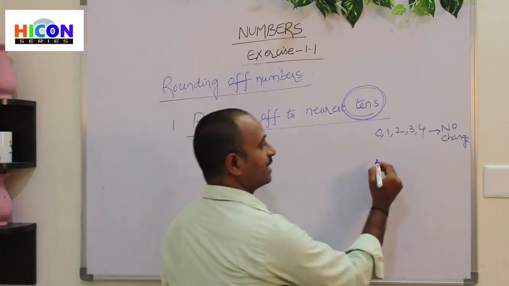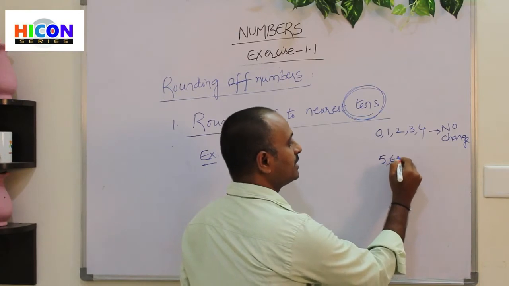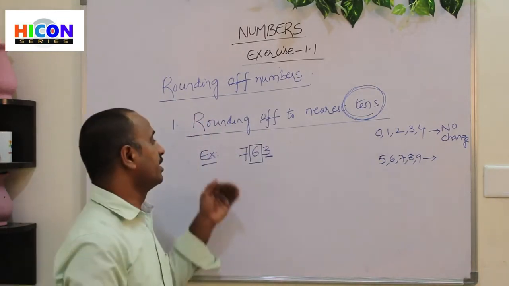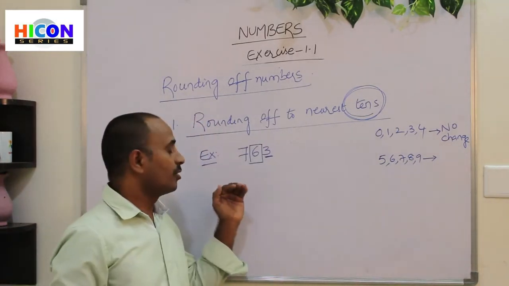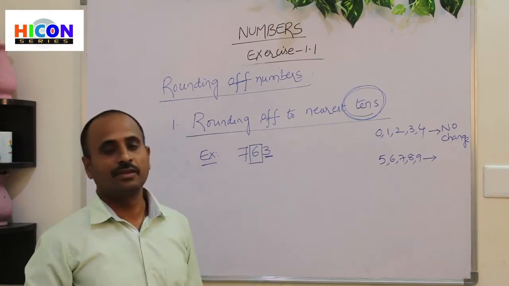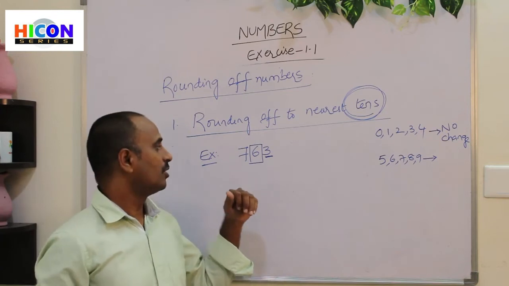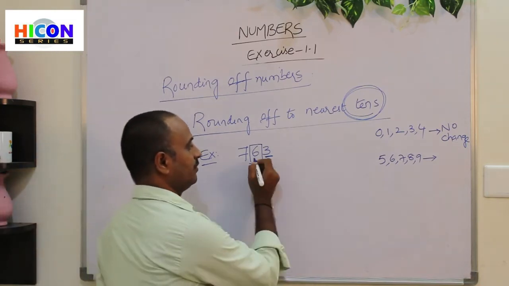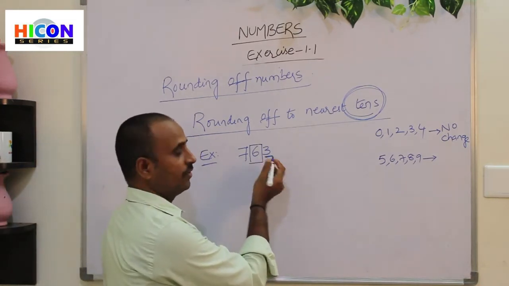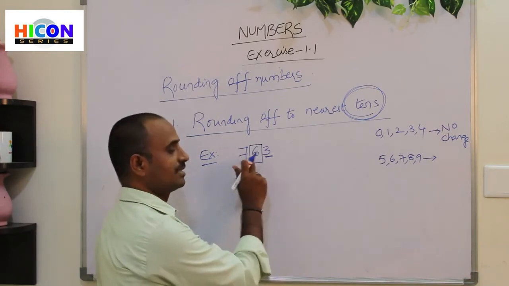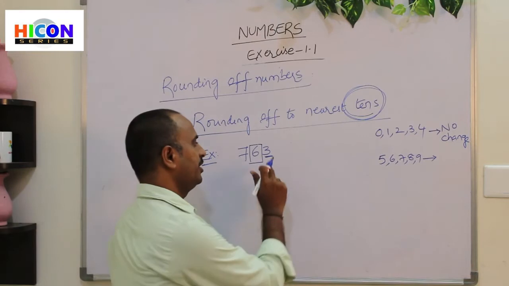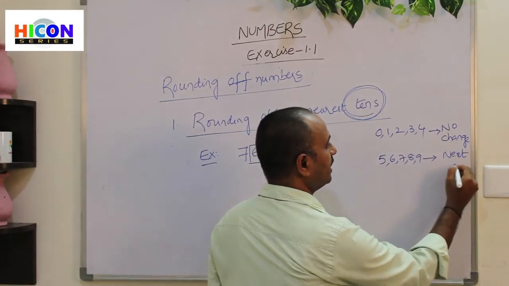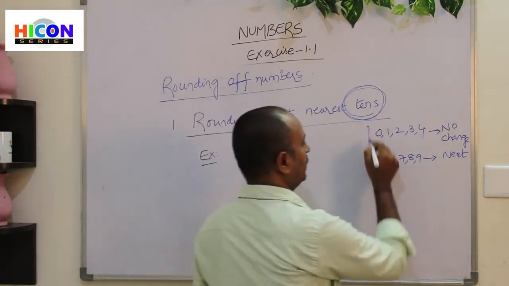If the next digit is 5 or greater, that is 5, 6, 7, 8 or 9, then round off the given number by rounding the tens up to the next tens. So increase the tens: if there are 6 tens, round off to the next tens. After 6, the next ten is 7. In this way, if the next digit is 5 or greater, round off to the next tens.